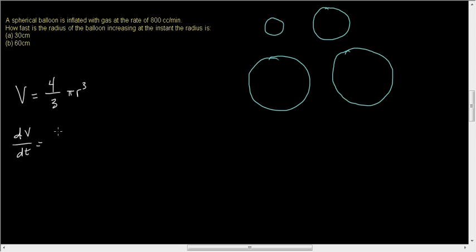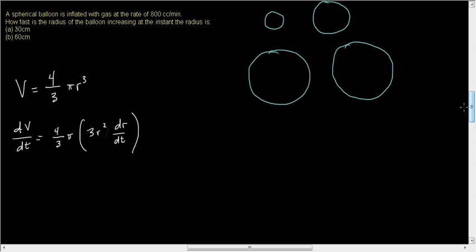Now this is 4/3 pi. The time derivative of this is 3r squared dr dt. The derivative of the outer function, 3r squared, times the derivative of the inner function. Okay? Chain rule. Loving the chain rule. So as we clean this up a little bit, you'll notice that the 3's cancel here, and we're just left with dV/dt equal to 4 pi r squared dr/dt.